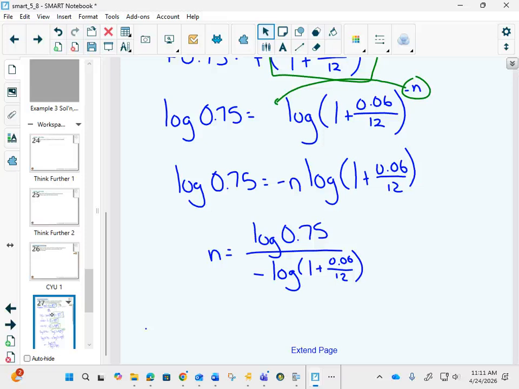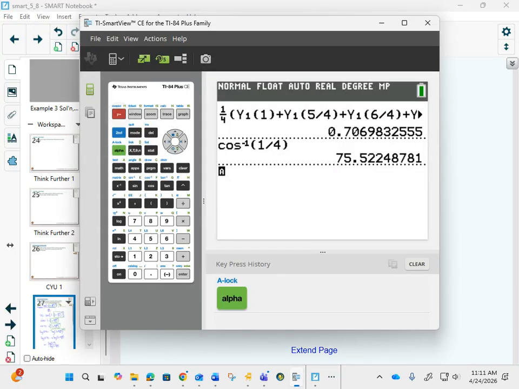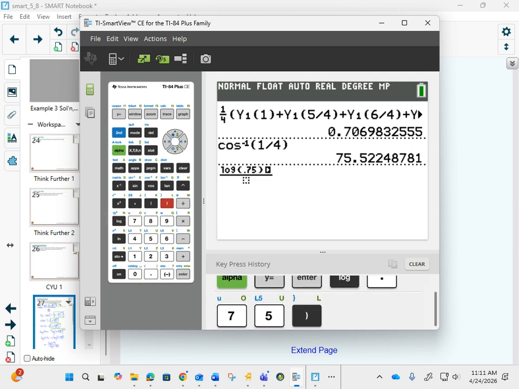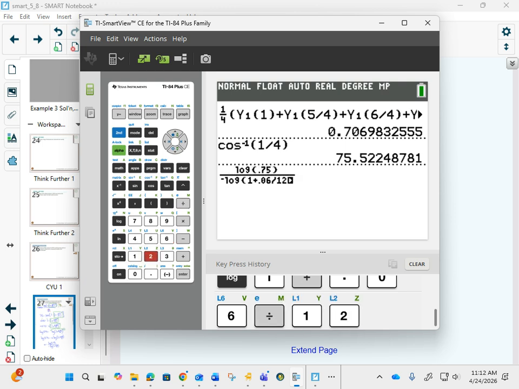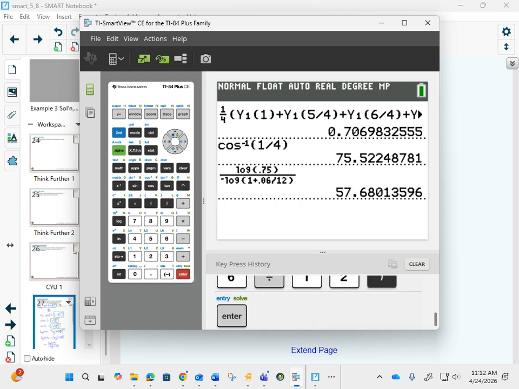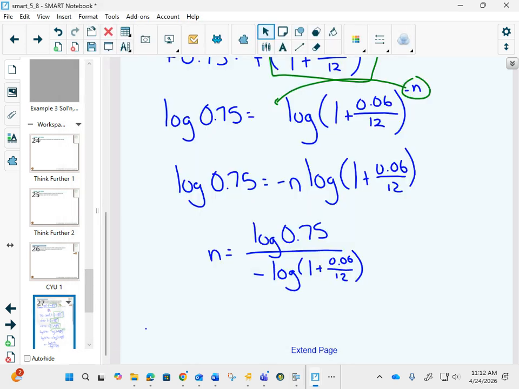All right, I'll pull my calculator up now. So I had log, or natural log, of 0.75 divided by negative log. And here, make sure you're using the negative sign, not the subtract sign, because your calculator will get mad at you. 1 plus 0.06 divided by 12. And I get 57.680 for n.